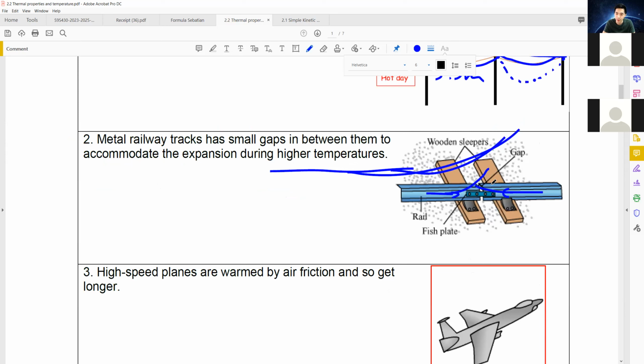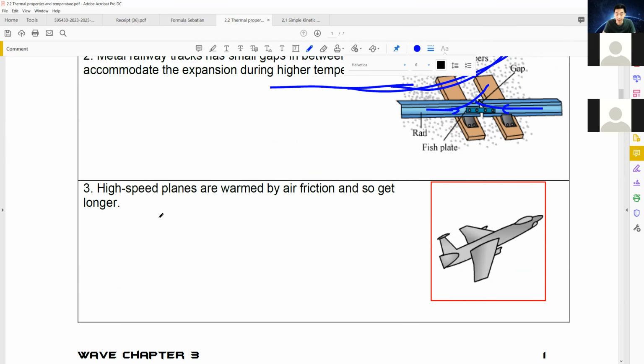You can't make the gap too big because if not, the train wheels are going to drop down. You can't make it too small so that the railways, when they expand, just buckle onto each other. Then that's when very bad things are going to happen, right? So, and the final one is basically high-speed planes.